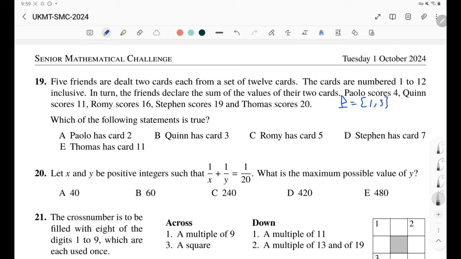Next we have Quinn, who is 11. If you think now about 11, the problem with it is it has too many cases, too many possibilities. Of course, it's the same thing for 16, 19, and even 20. 20 can be many possibilities. For example, 12 plus 8. It can also be 9 plus 11, and many other possibilities. Or I think actually maybe just these two.